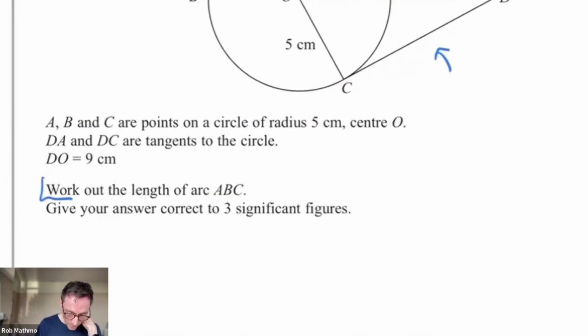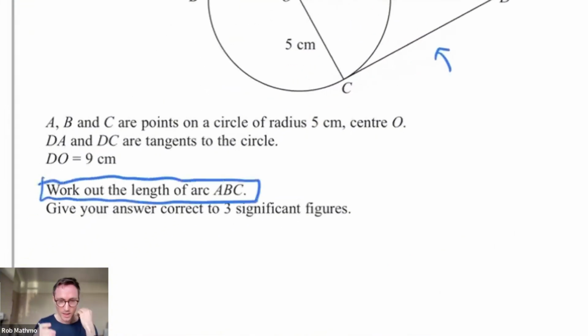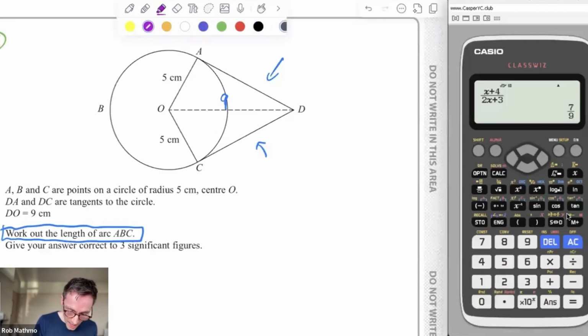And the reason is that they focus on this. They're focusing on this question. They're like, oh, I don't know how to find the length of the arc ABC, or I don't even know what arc ABC is. I'll just show you quickly. ABC, A, then B, then C. So what that means is you go round that way. So the arc ABC is actually this thing there.